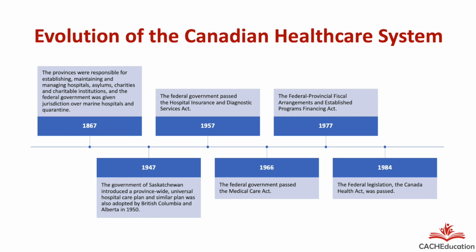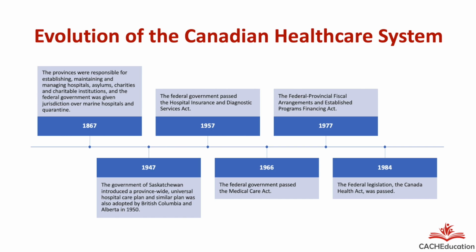And this was really the first, I want to say, vision of a universal healthcare plan. If we look back and see who the players were, that was established by Tommy Douglas. He is the modern person who we look to and say he was the founder of universal healthcare. Transitioning into 1966, the federal government passed the Medical Care Act.